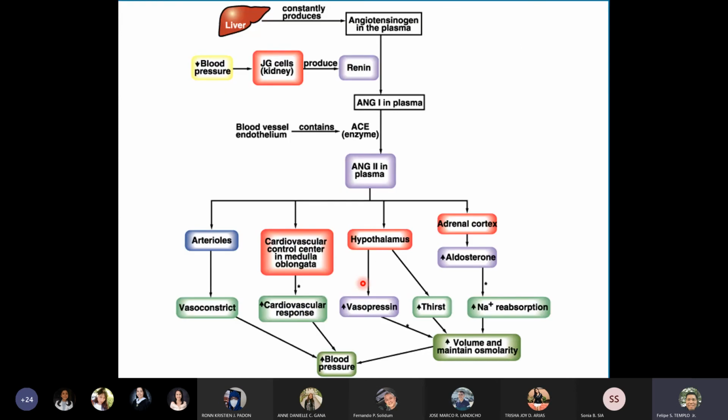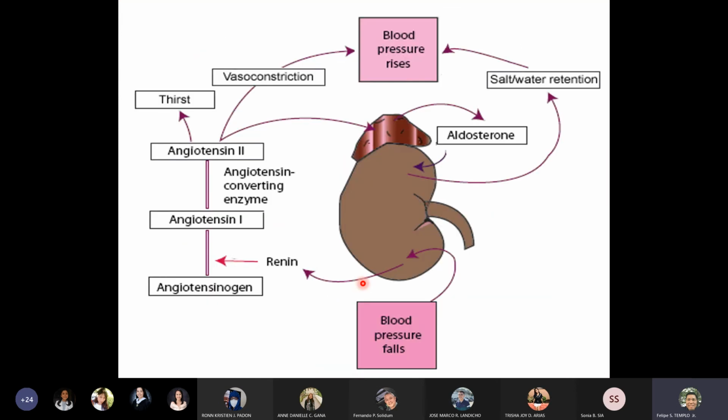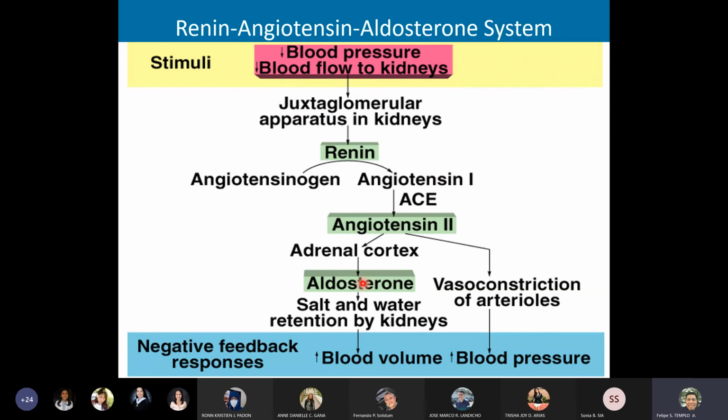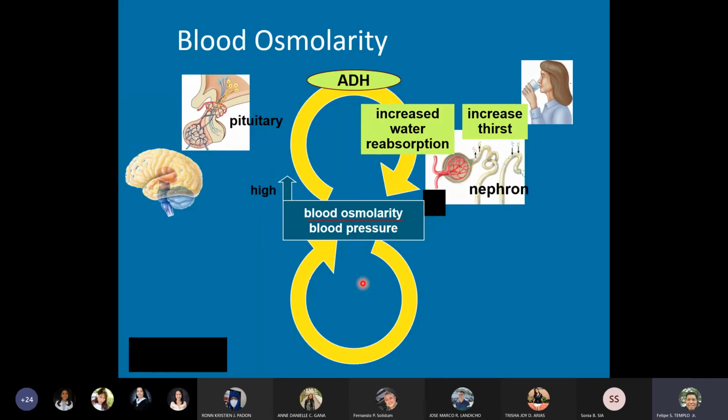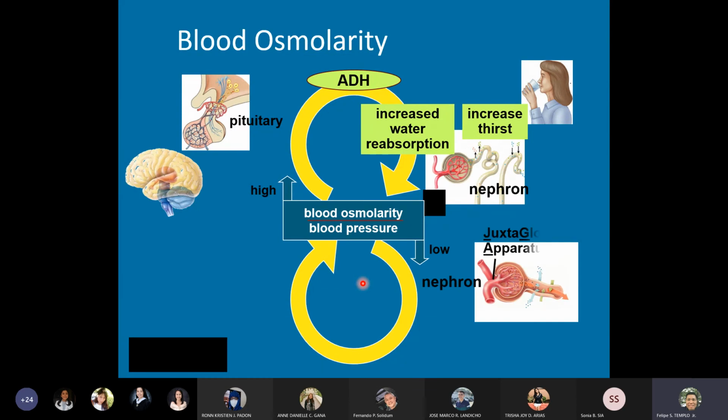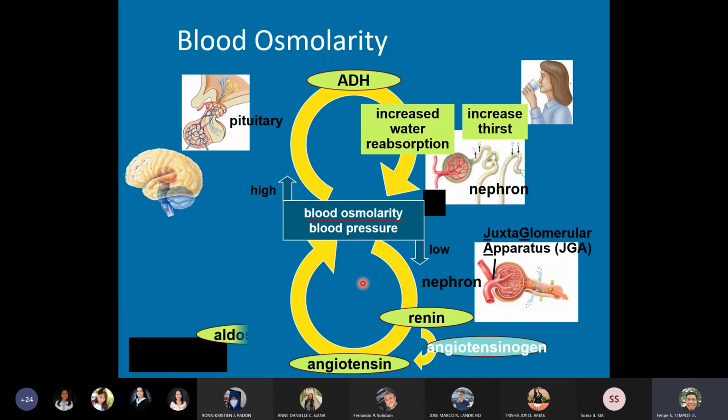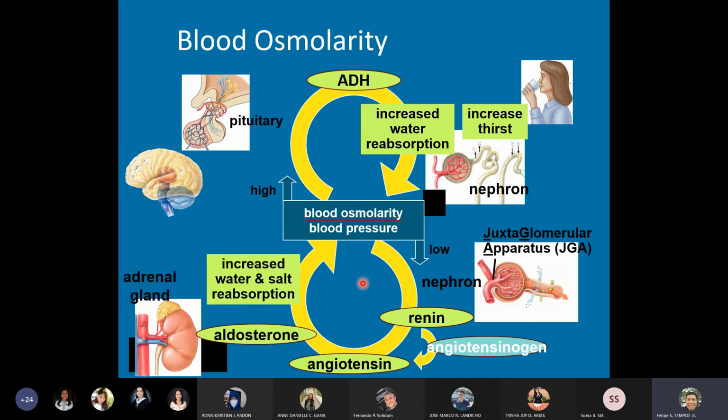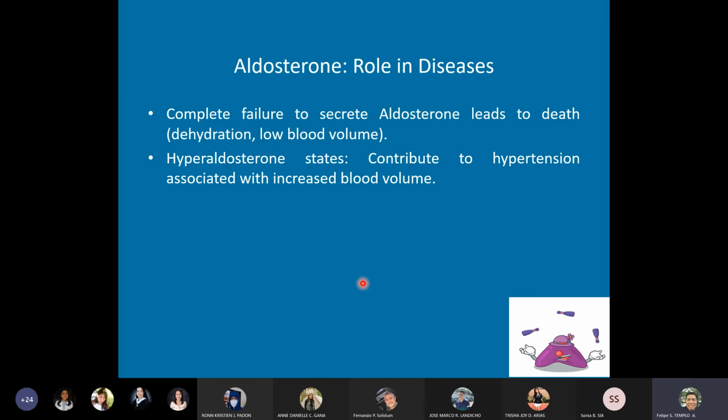So the same slides. This is again the RAAS system. Just take note in here, this is to discuss the relationship between blood osmolarity and blood pressure. But just take note, this was discussed extensively in the renal part.